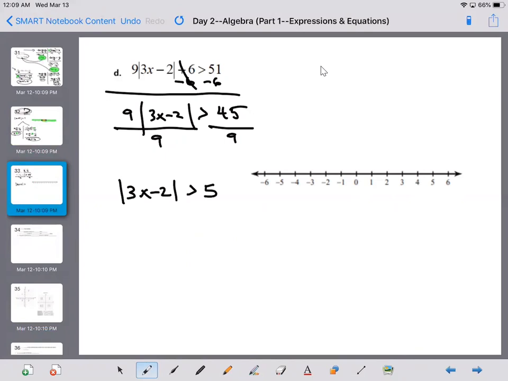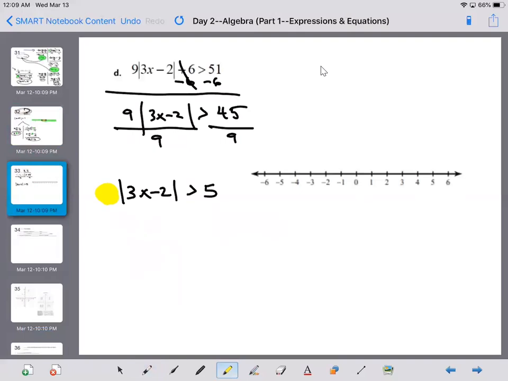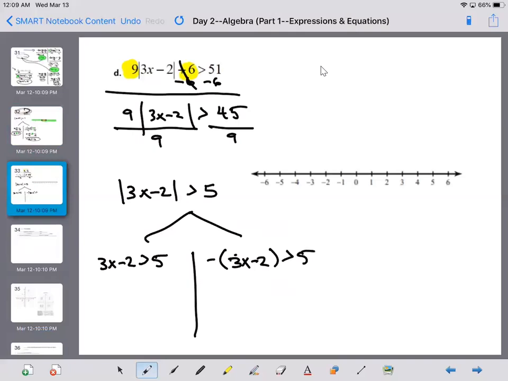So see how I just wanted to clear off all of what was out here. It was the 9, it was the positive 6, so I just wanted to clear all that out to where I just have the absolute value, and now I want to work the two inequalities. So this will be 3x minus 2 is greater than 5, and negative 3x minus 2 is greater than 5. I'm going to add 2. So I'm going to get 3x is greater than 7. 3 will not divide 7 evenly, so I get x is greater than 7/3.